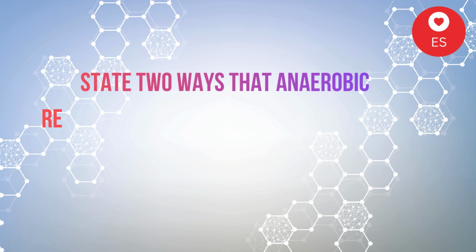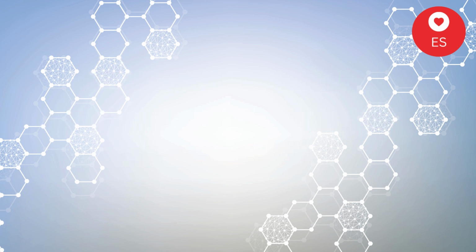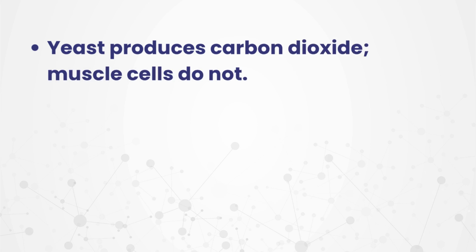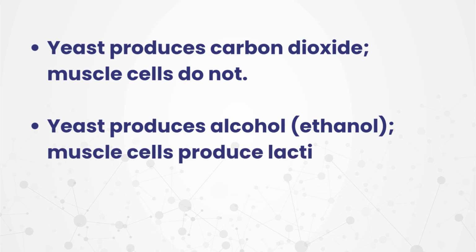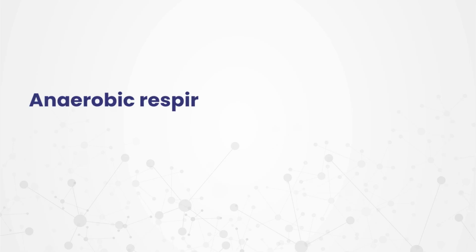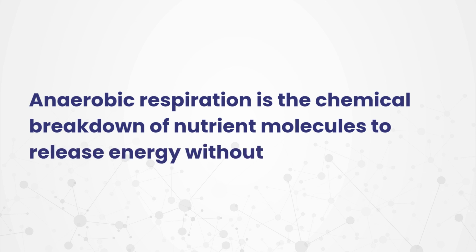State 2 ways that anaerobic respiration in a yeast cell differs from that of a muscle cell. Yeast produces carbon dioxide, muscle cells do not. Yeast produces alcohol, ethanol, muscle cells produce lactic acid. Define the term anaerobic respiration. Anaerobic respiration is the chemical breakdown of nutrient molecules to release energy without using oxygen.